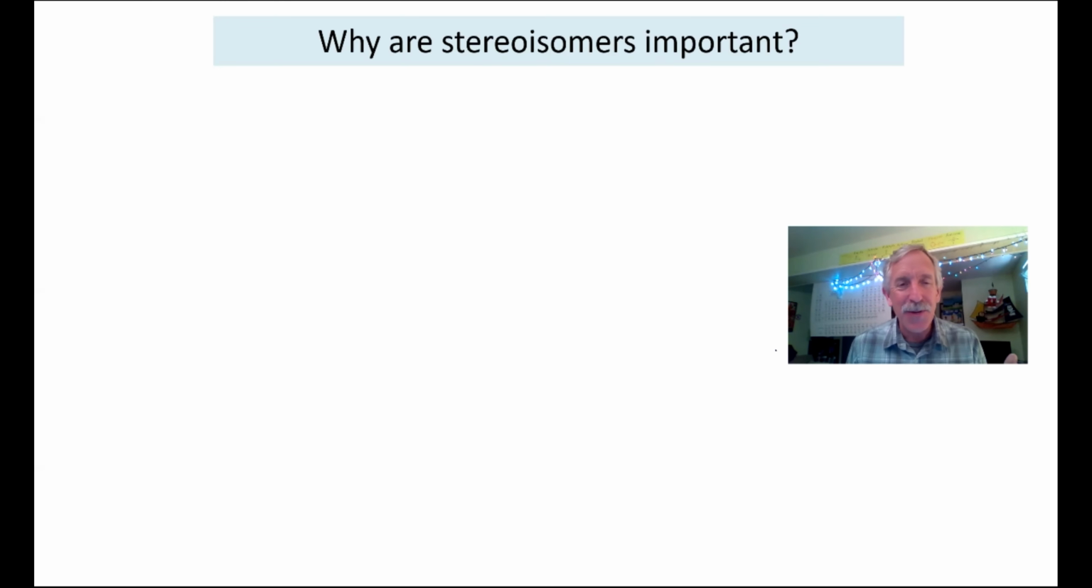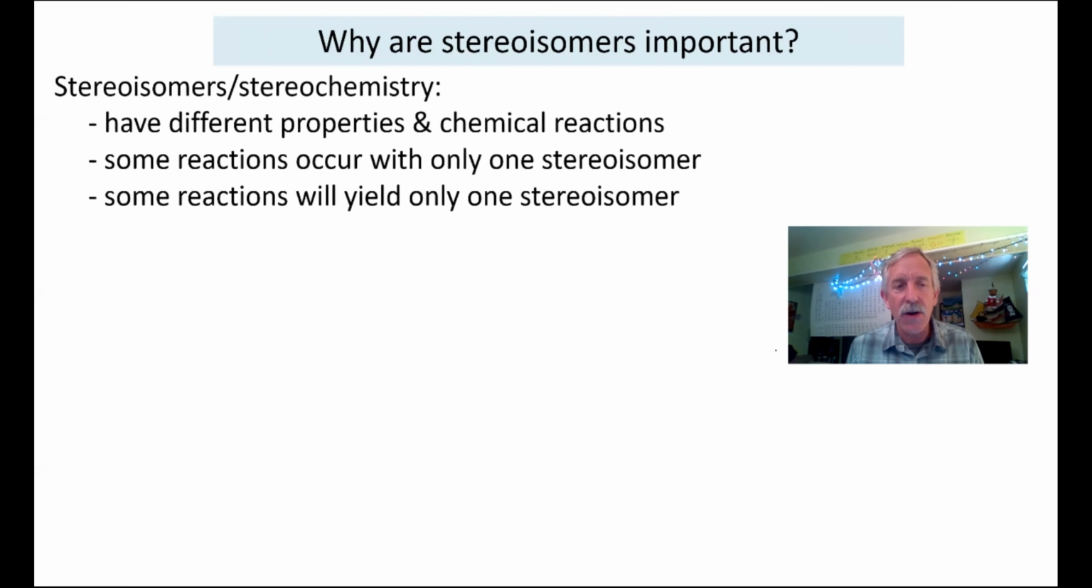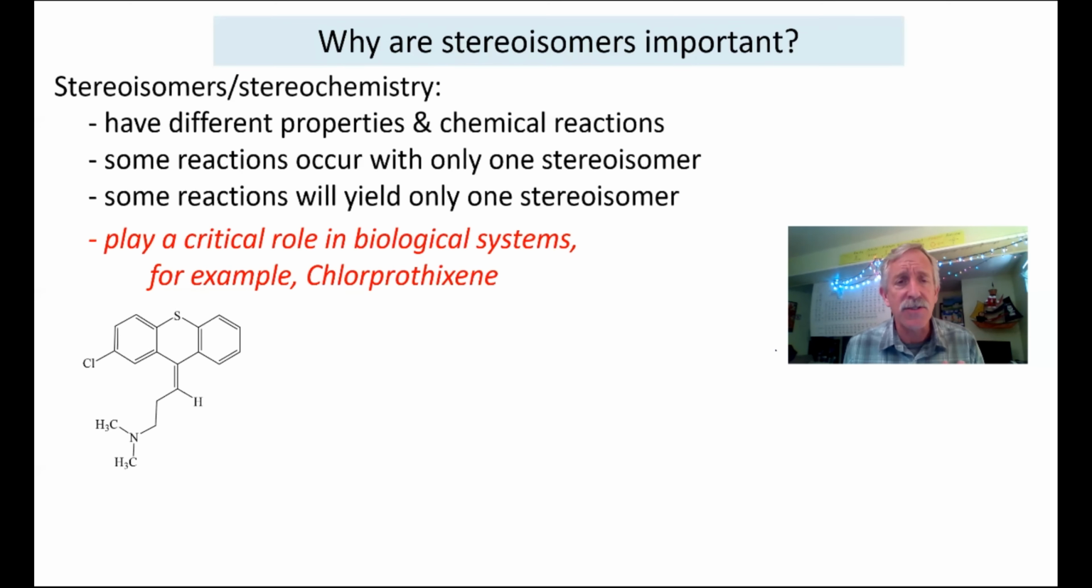is to come back to this idea that if I have stereoisomers that have different properties, then they obviously are going to have some different chemical reactions. And some reactions that are in our body and the world around us will only occur with one of these two stereoisomers, for example, not the other one. And some reactions will only make one stereoisomer when two are possible. So this could have a big role, and does have a big role, in our biological systems.